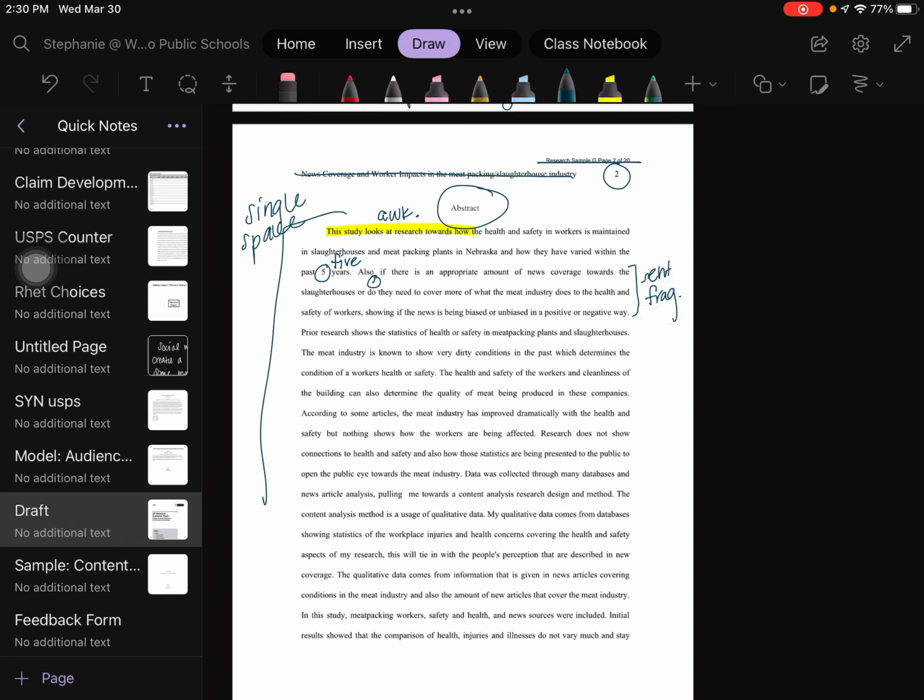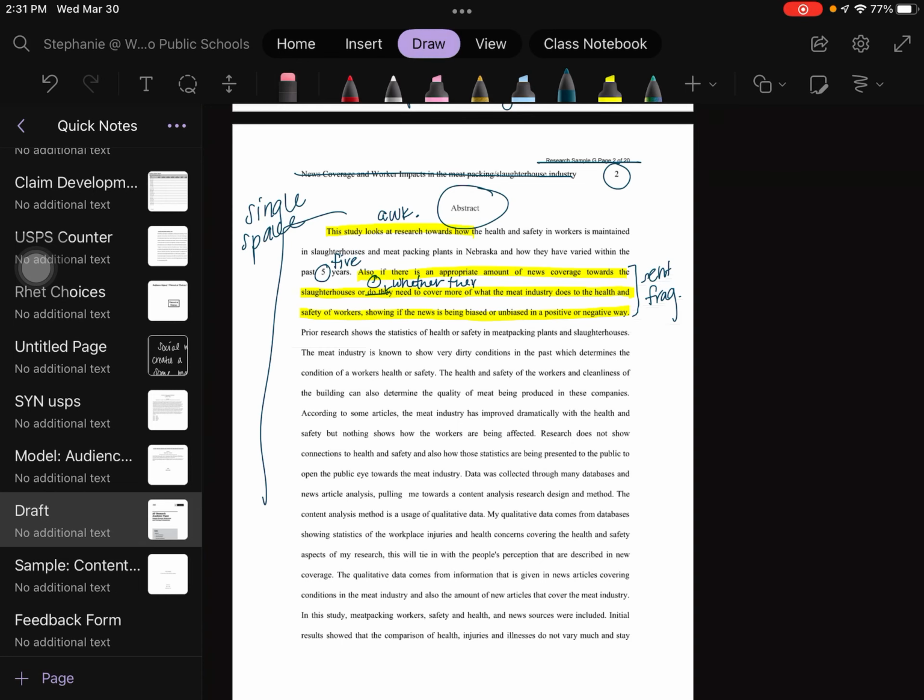So also, if there is an appropriate amount of news coverage towards the slaughterhouses, or whether would make sense here, or whether they need to cover more of what the meat industry does to the health and safety of workers, showing if the news is being biased, unbiased in a positive and negative way. I'm going to actually highlight this whole sentence because, again, we're having a problem with awkward wording in there. As I read it out loud, I kind of stumbled over my words. So I'm going to highlight that sentence so they come back and give it another look.